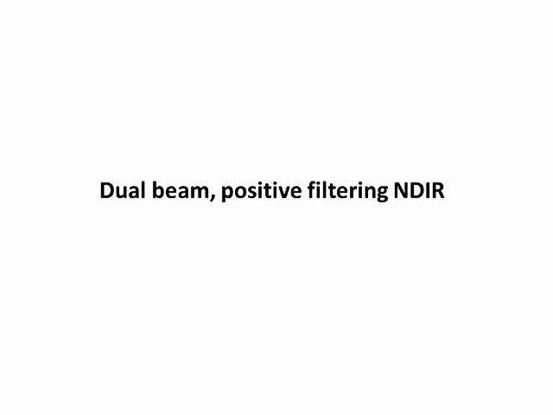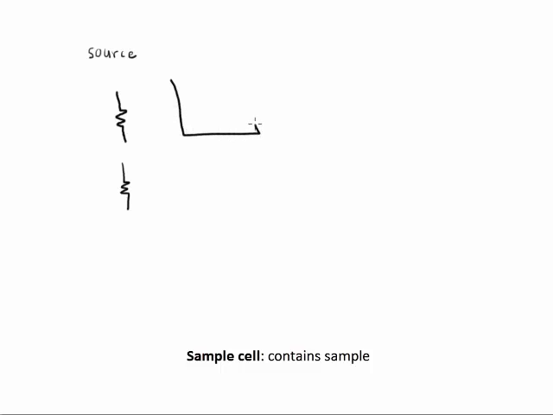So today we're going to be talking about dual beam, positive filtering, non-dispersive IR. I'll just load up a picture and we'll start drawing the actual analyzer. The first two things I'm drawing are the source, so an incandescent bulb would be the source for IR, and we have two sources because we have two beams. The next thing I'm drawing here is the sample cell. This is what contains the sample, so our sample would be flowing through the sample cell.